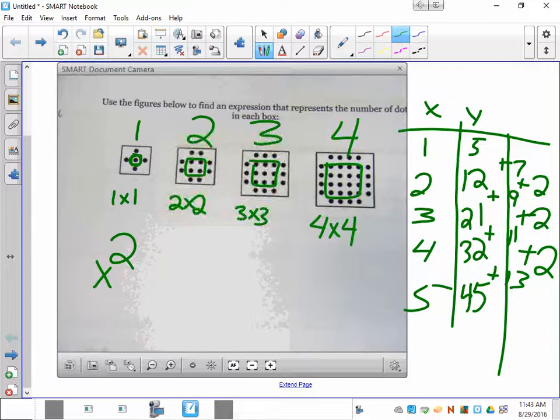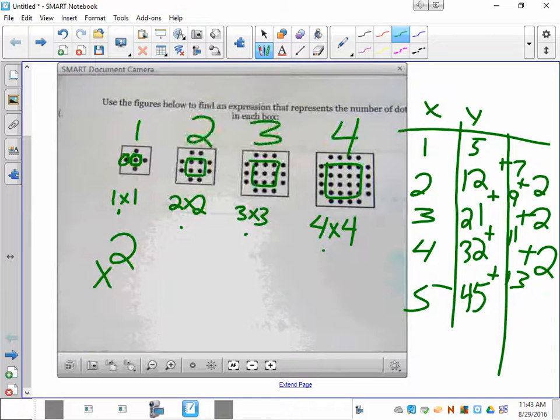Okay, so here we have a 1 by 1. How many extra dots do we have? 4. Here we have a 2 by 2. How many extra dots are there? 8. Here we have a 3 by 3. How many extra dots are there? 12. Here we have a 4 by 4. How many extra dots are there? It's 4 times the box number. You see that in the picture, right?